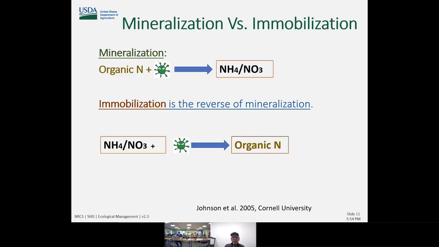And immobilization is the reverse of mineralization. So all living things require nitrogen. Therefore, microorganisms in the soil compete with the crop for nitrogen. So in this case, you see the ammonium and nitrate, with the help of microorganisms, can form organic nitrogen.